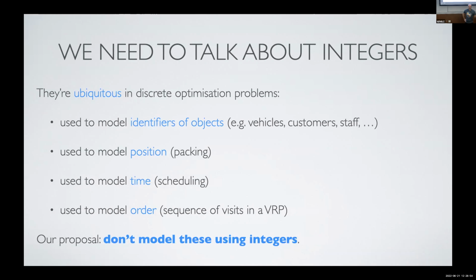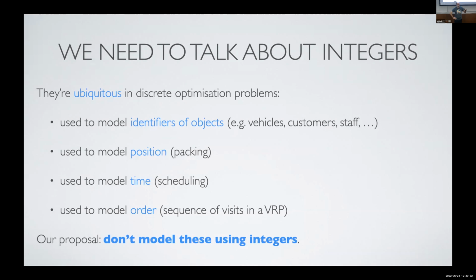Right? They are absolutely ubiquitous in discrete optimization problems, right? That's the key mechanism we use to model discrete problems. And we use integers to represent all kinds of different things. For example, we use integers to identify the objects in our problem, right? So in a vehicle routing problem, we might number our vehicles from like 1 to 10 if we have 10 vehicles. We might use them to model the position in a packing problem, right? Where we put a square in a packing problem, things like that. The start time in a scheduling problem, or the order of visits in a vehicle routing problem. Right? For all of that we use integers.